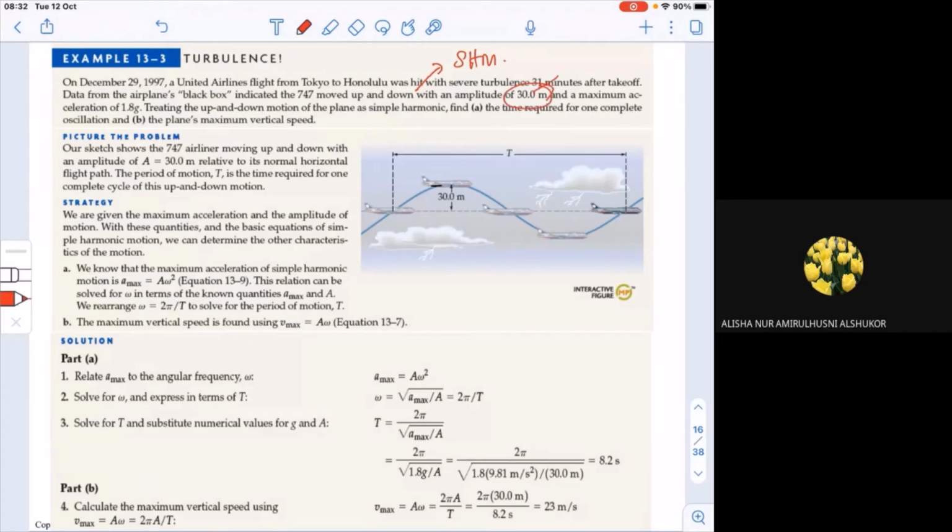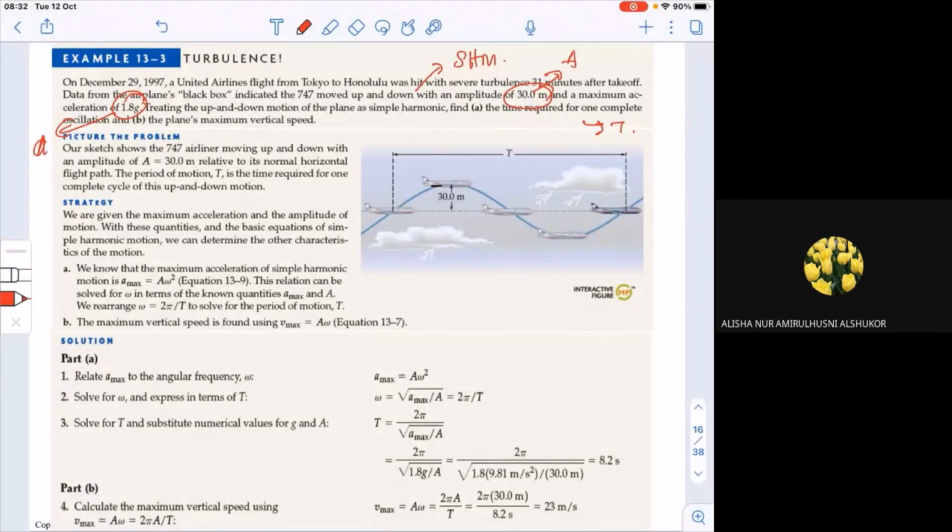So this one is considered as A, and the maximum acceleration is 1.8 g. Treating the up and down motion of the plane as simple harmonic, find the time required for one complete oscillation. So what is that? They want to find the period T. And part B is the plane's maximum vertical speed. We will look at that later, because that is not included in here.